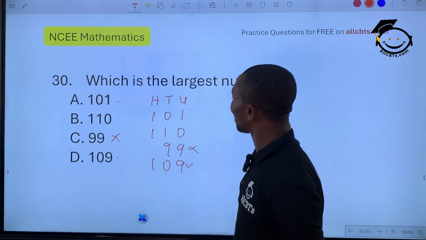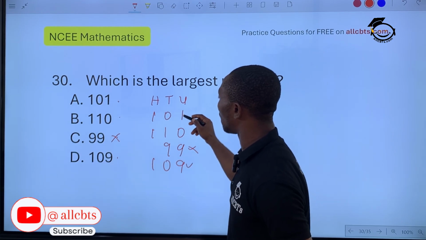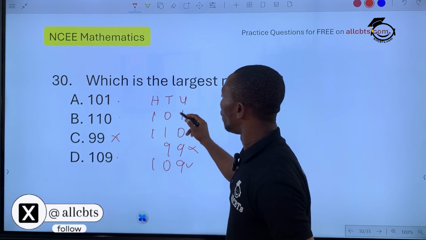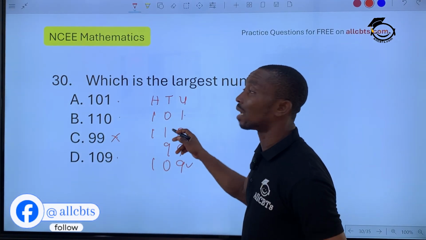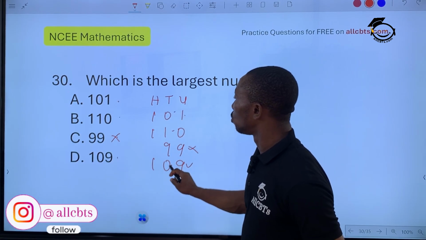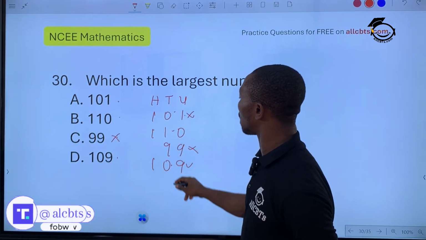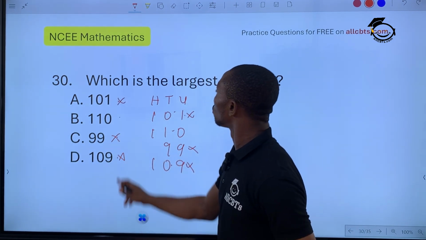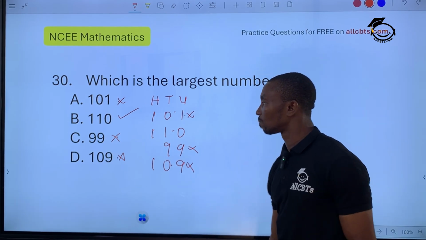Now, let's consider again our units. This 109 is greater than 101. Now this one has no unit, but its tens is greater than this and this, and tens are always greater than units. So that means this is out and this is also out. So 109 is off, 101 is off. So the largest number here would be 110.